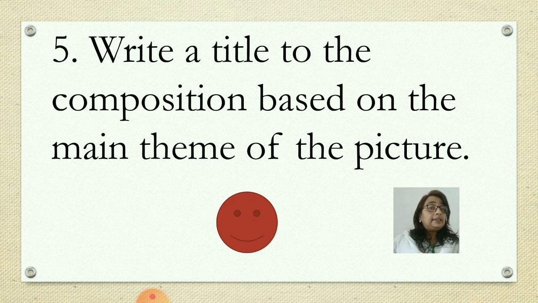So giving a title is very important. After seeing the picture, whatever topic comes to your mind, based on the theme, we have to select a title. Then the fifth important step is write a title to the composition based on the main theme of the picture.